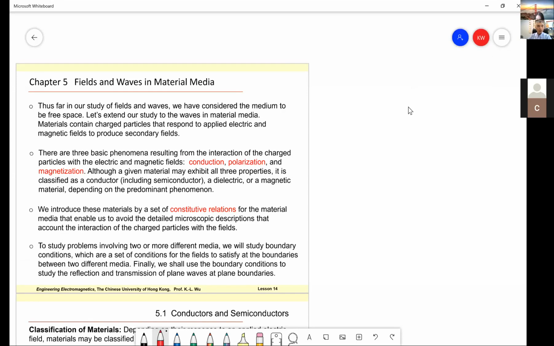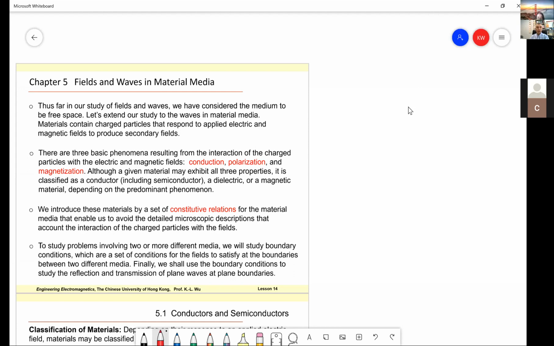Okay, so let's come to chapter 5. Chapter 5 we are talking about fields and waves in material media. That means how to describe the interaction of electromagnetic field with different media.